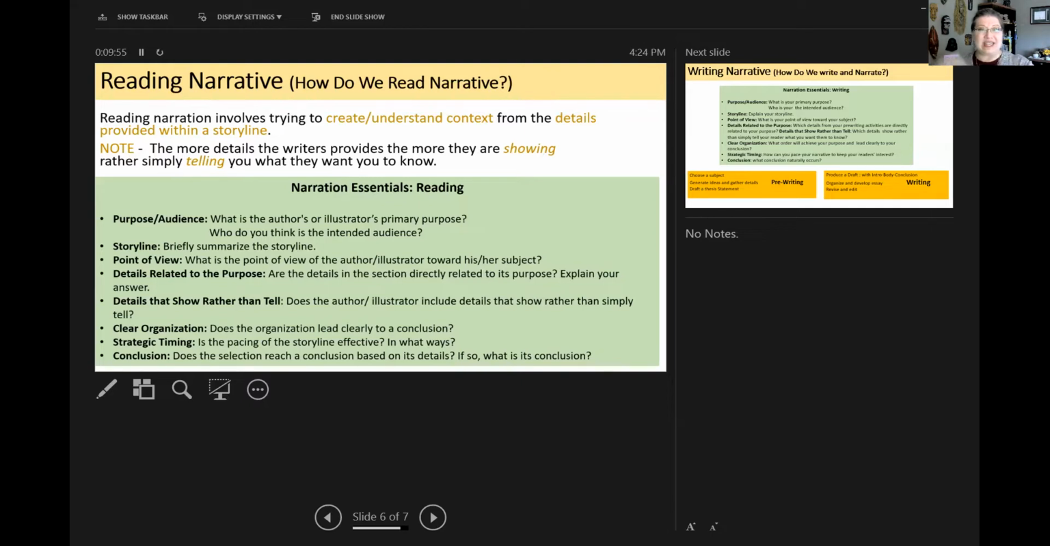And instead of just saying, yeah, I learned to read and write, it was tough, he shows us how he did it, and it draws us in as a reader. So when we're reading it, ask yourself, what is the purpose? What is the author, this illustrator, trying to get across to us? And even think about exactly who is the audience.